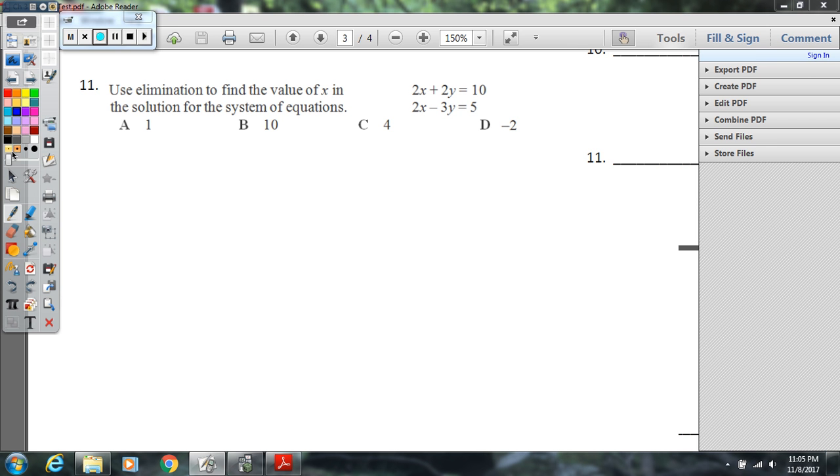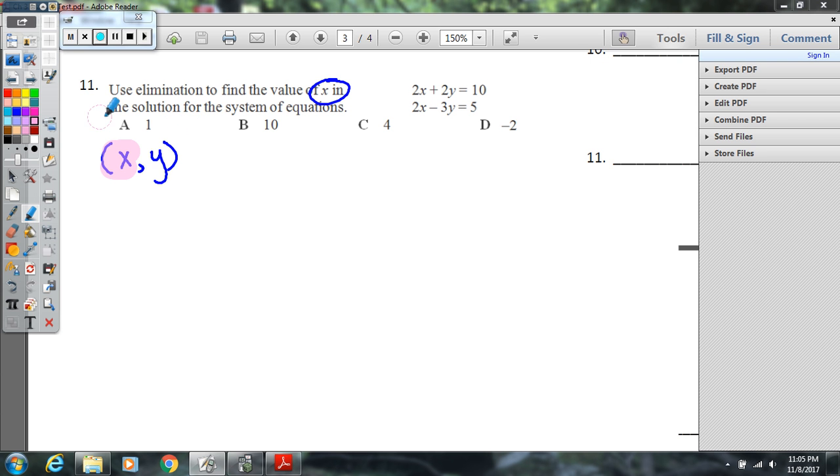Multiple choice, either you love them or you hate them. It says use elimination to find the value of x in the solution for the system of equations. So guys, when we look at these choices, that's the value of x. So if I had my ordered pair, x comma y, they're saying what number would go right there in the first slot.